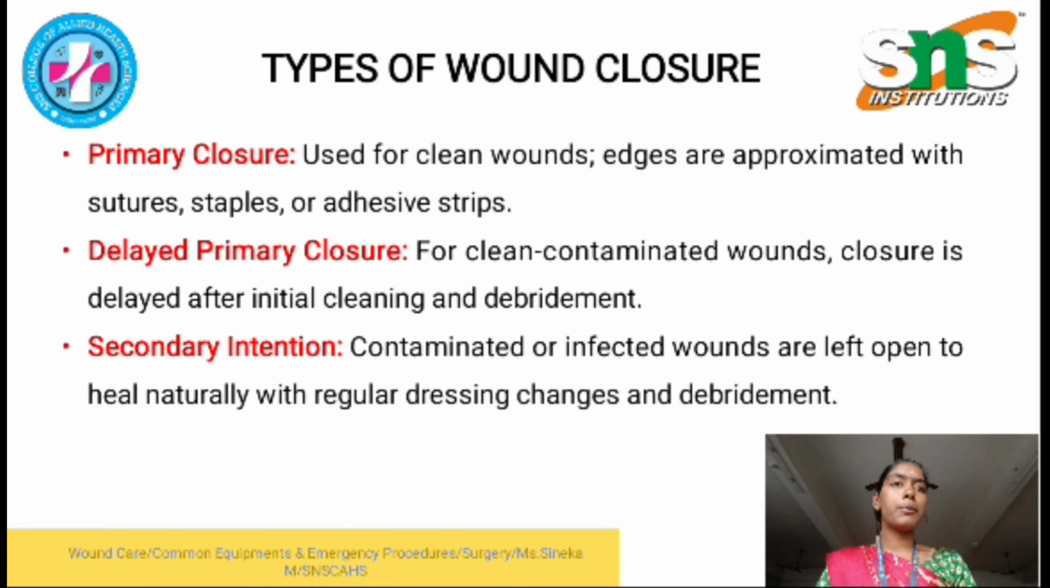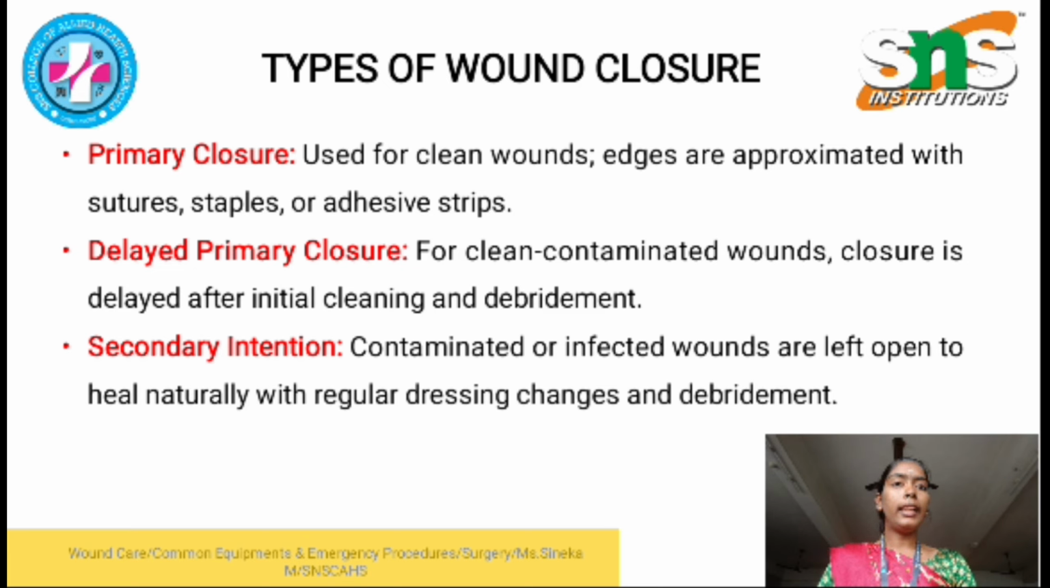There are three types of wound closure. The first one is primary closure. This type of closure is used for clean wounds because it takes less time to heal. The edges are approximated with sutures, staplers or other strips which is comfortable for that kind of wound. Next one is delayed primary closure. This type of closure is used for clean contaminated wounds because this kind of wound needs initial cleaning and debridement, then the physician will close after some time.